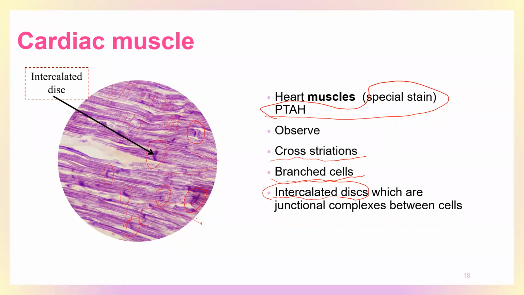Okay, so intercalated discs are, as I said, junctional complexes that connect each of the cardiac muscle cells together, right? So these intercalated discs and the branching pattern of the cardiac muscle cells help the cardiac muscles to contract as a single unit, right? So the heart has to contract in a single unit. The ventricles or the atria, they have to contract at the same time, right?